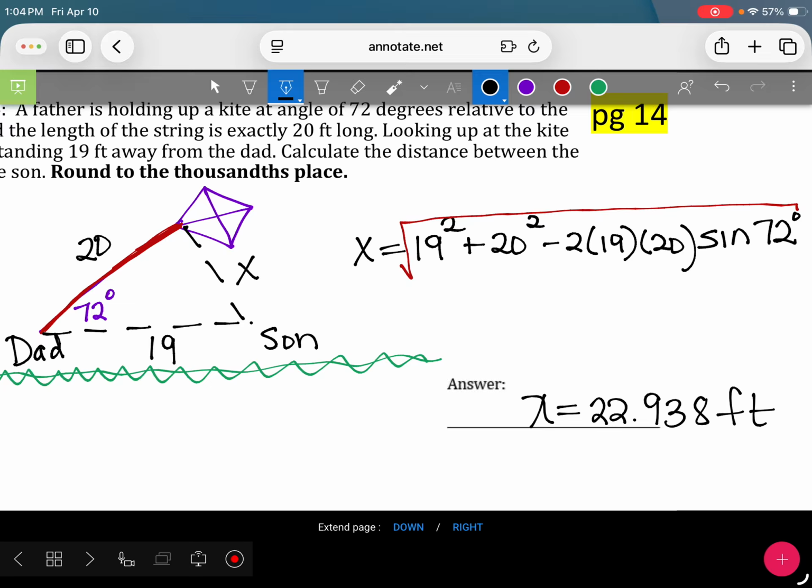All right, go ahead, take a moment. So I got 22.938 feet. Anybody else get that? All right, pretty good. I know the law of cosines looks scary, but it's not so bad. Not so bad at all.